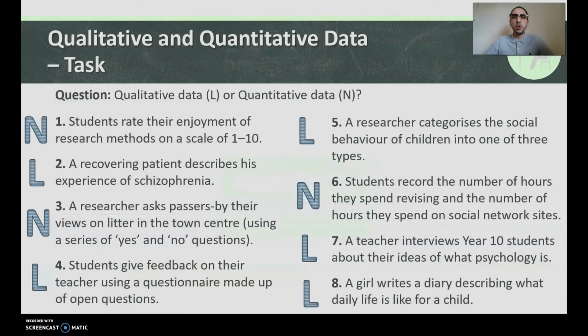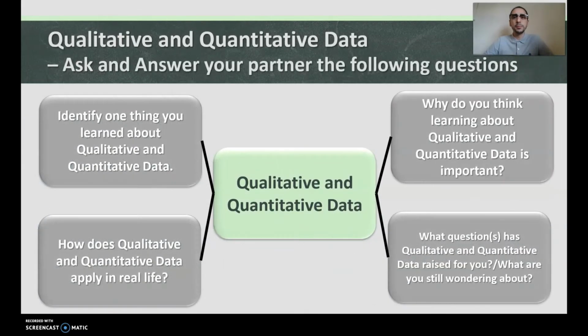I think number 5 is more quantitative, but there we go. And that's qualitative and quantitative data. Easy, right? Qualitative, words; quantitative, numbers. Identify one thing you learned about qualitative and quantitative data.